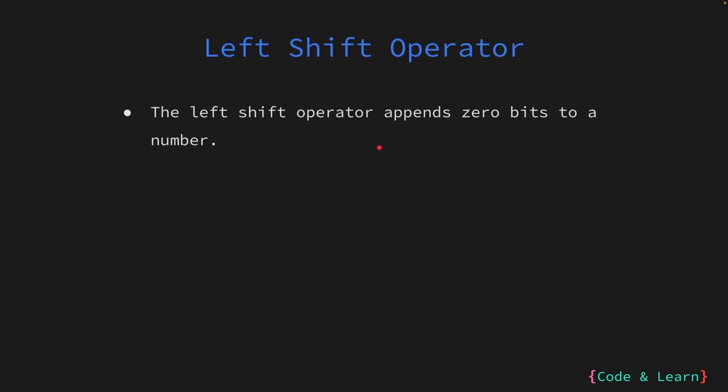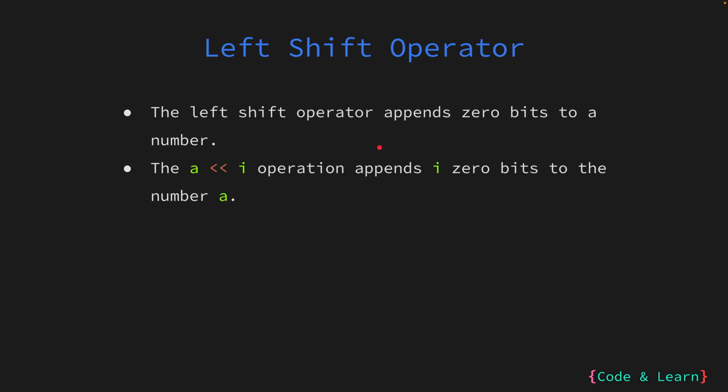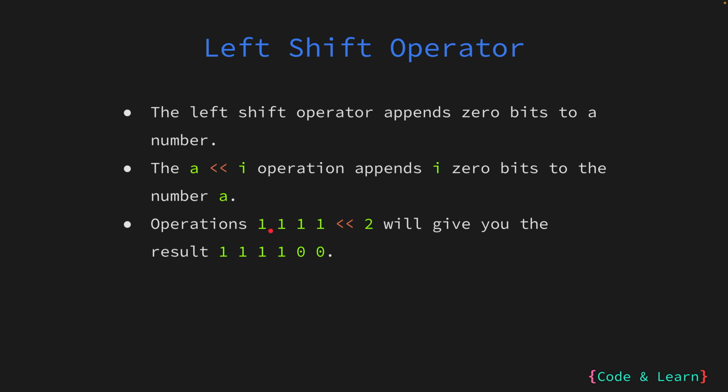The left shift operator in Go appends 0 bits to the number. When performing the operation A left shift I, it appends I 0 bits to the number A. Again, let's perform the operation on 15. Here we have 1111 and we are shifting this number left by 2 bits, which will result in 111100. So you can see 2 zeros have been appended to the number.